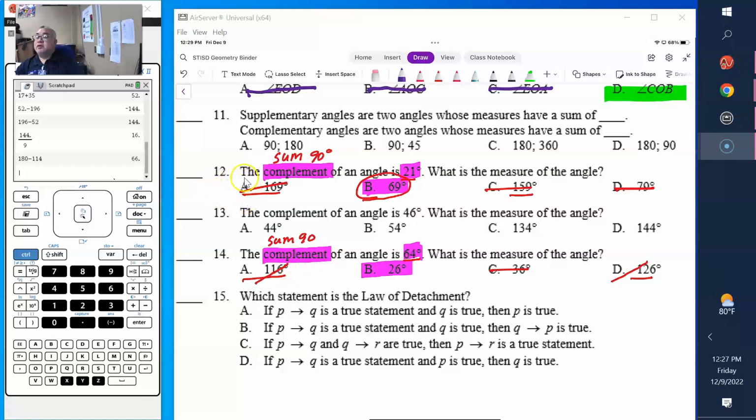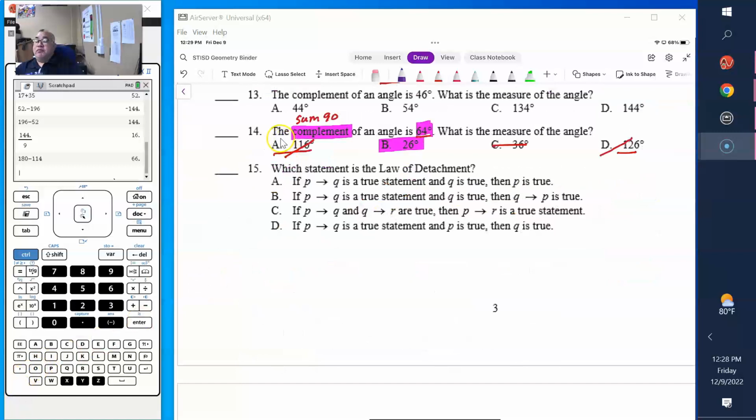Number 12, the complement of angle 21. That means when we say complement, the sum of the 2 angles will be 90. So 21 plus 69 gives you 90. So these 2 are complements. If you were to add each of these other answers, you would notice the answer would be greater than 90. So the only answer is B. Once again, number 14, we have the complement of an angle is 64. Complement means the sum is 90. So 64 plus 26 gives you a sum of 90. So these two angles complement each other. So the answer is B.